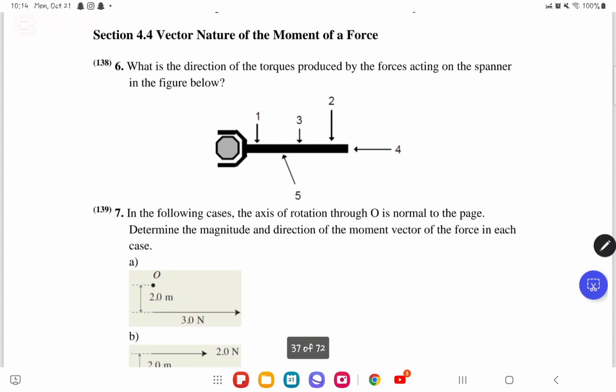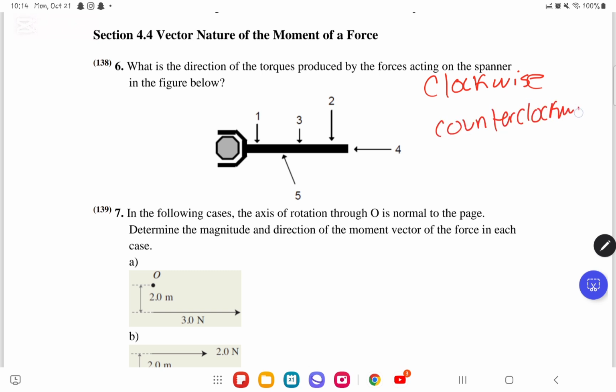Number 6: what is the direction of the torques produced by the forces acting on the spanner? We have two types of direction, clockwise and counterclockwise. By applying the right hand rule, you should know how to do this. You put your right hand on the force. If the force is pointing down, you put your fingers down, and the inside of your hand, which is your palm, has to be facing the axis. This is our axis in this case.